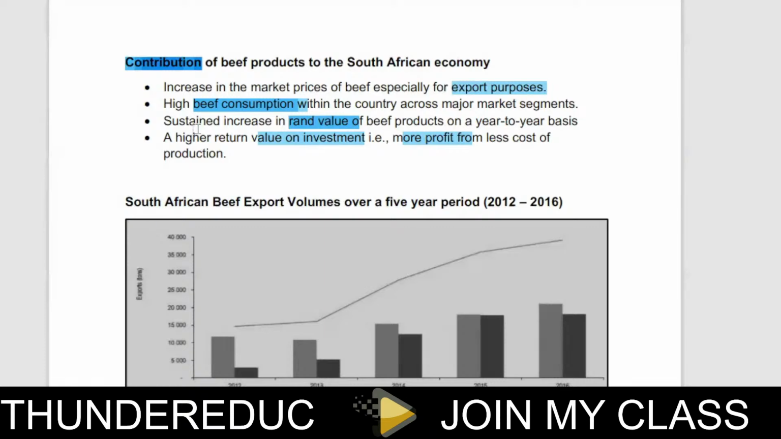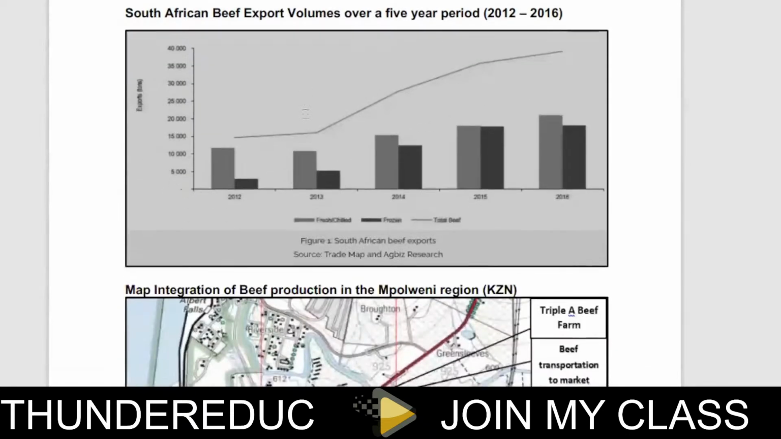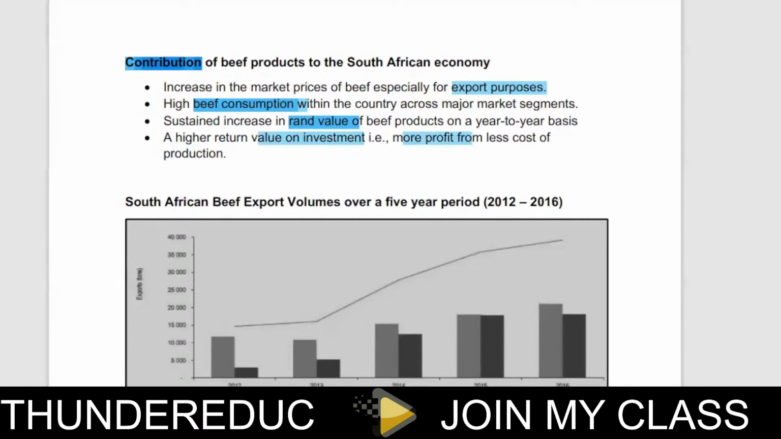Talk about employment, talk about people earning income and being in position to sustain their families, etc. So all those aspects are now talked about in this country. In other words, the beef contribution to South Africa's economy is very high.